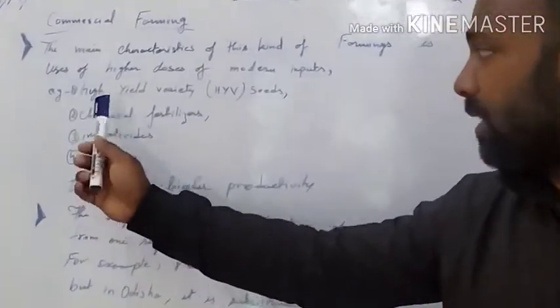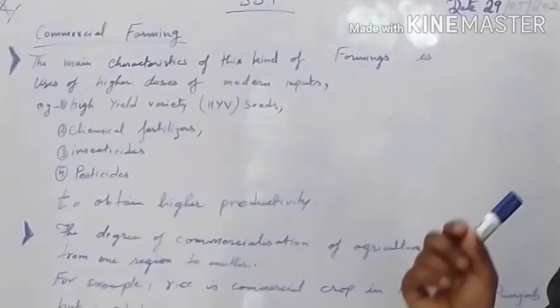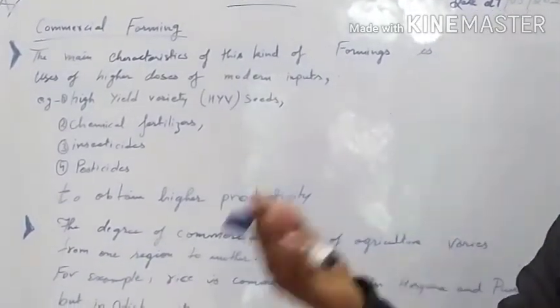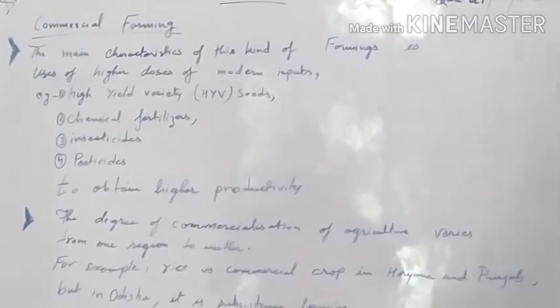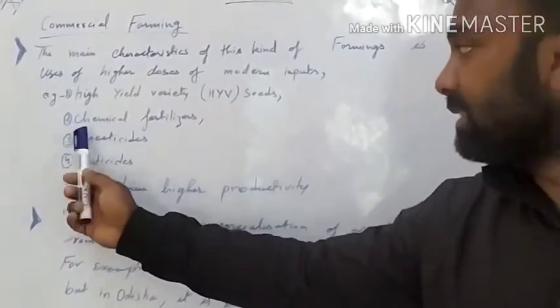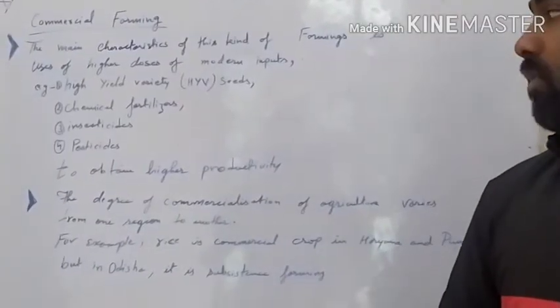In this kind of farming, they use high yield variety seed. High yield variety seed means the seed which they plant will give more crops. Another thing that they use is chemical fertilizer. The fertilizer which they add will add nutrients to the soil and give more productivity.